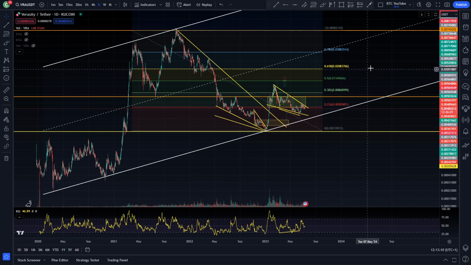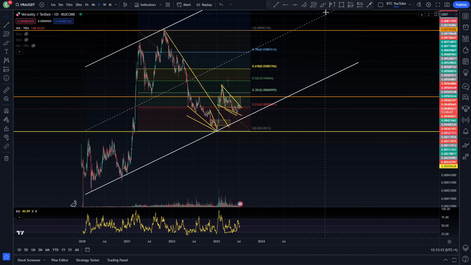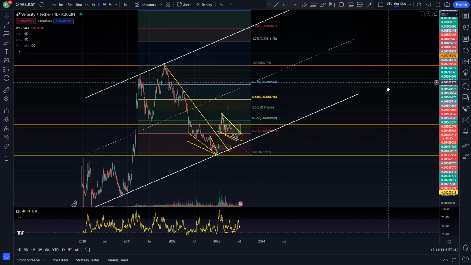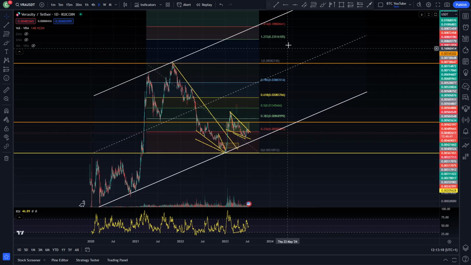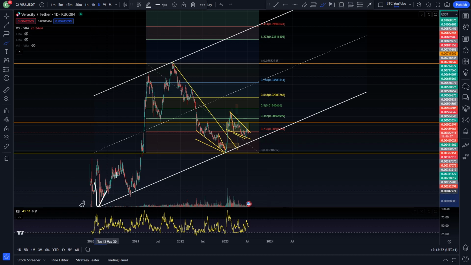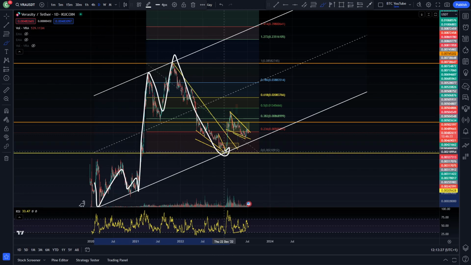And overall, I mean, if you believe in this kind of stuff, I'm not saying that I do or I don't, but we're in this big ascending channel, aren't we, for Verasity. You can see it quite clearly here. Back test, resistance, and now we've come down, we've tested support.